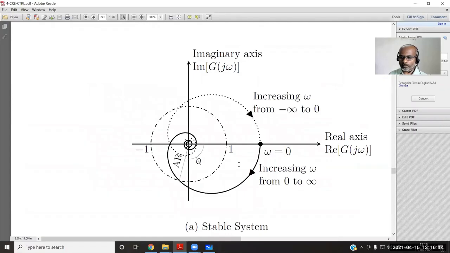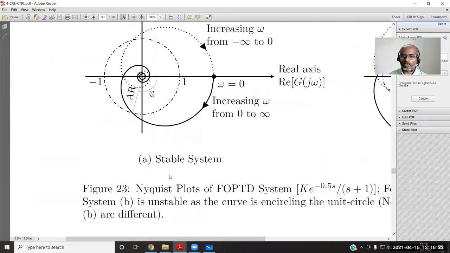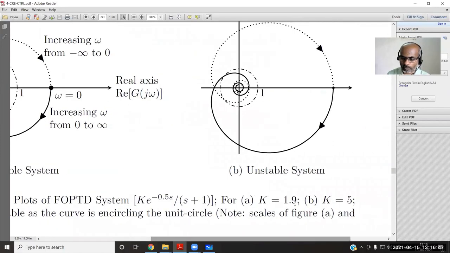So this is an example for this system, K e power, a first order plus dead time system, for which omega goes from 0 up to infinity, ending by making some angle with the axis. This is actually in terms of Nyquist stability. For the given system, corresponding to some value of K, say K equal to 1.9, the system is found to be stable.